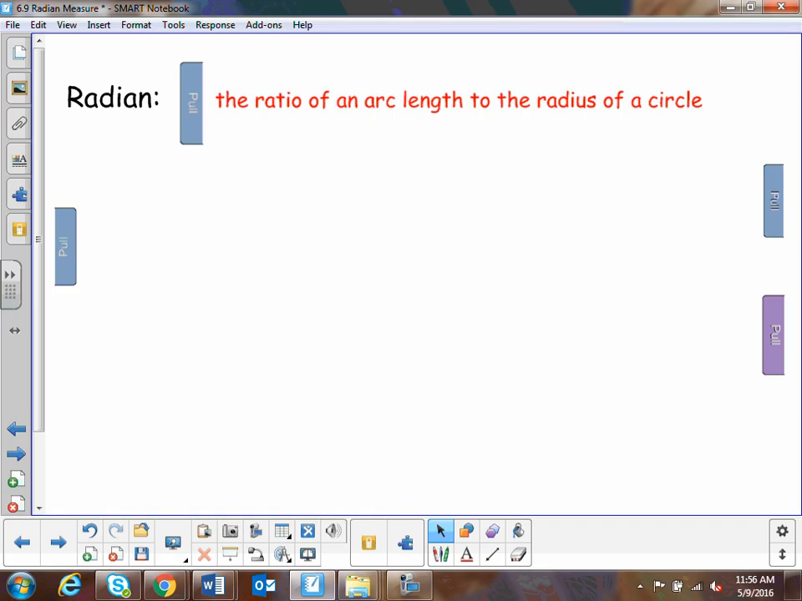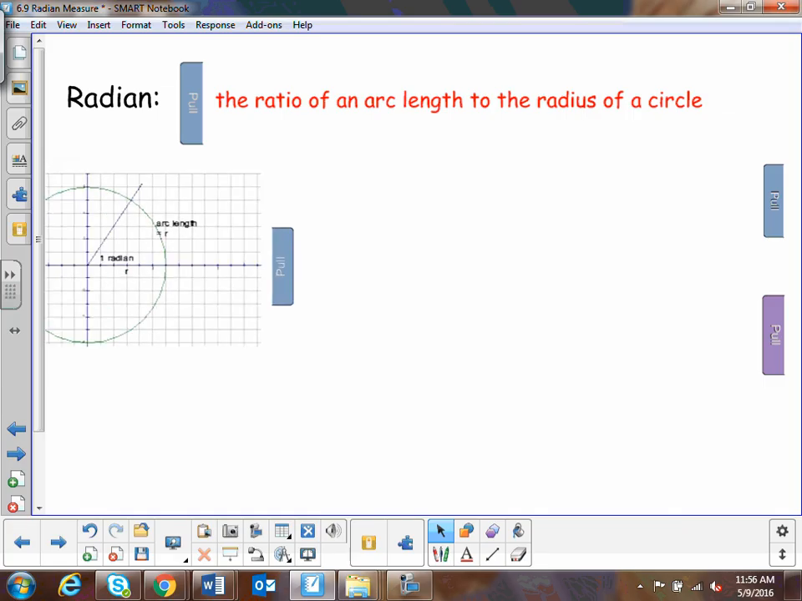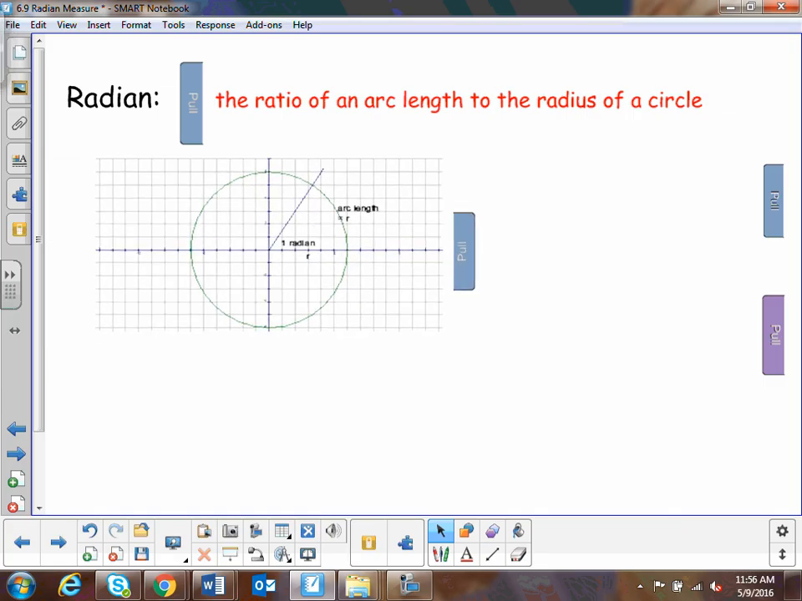The way you get this unit is basically the ratio of an arc length to the radius of the circle. Okay? So here's a picture to help with what a radian is. One radian is this angle measure here. It's related to the radius. The length of the radius is that much, so in this case 1, 2, 3, 4, 6 units, okay? This is 6 units in length going from there to there. So when the radius and the arc are equal, that represents 1 radian, okay?